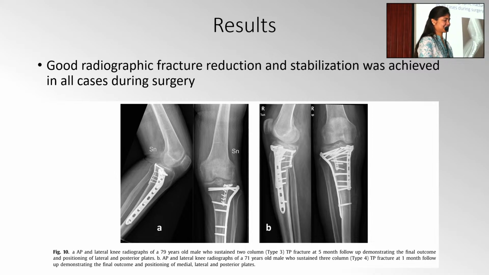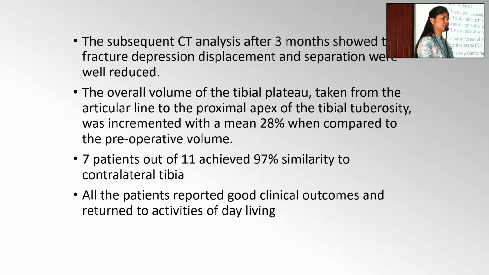So the subsequent CT analysis after 3 months showed that the fracture depression, displacement and separation were all reduced. The overall volume of the tibial plateau, taken from the articular line to the proximal apex of the tibial tuberosity, was incremented with a mean of 28% when compared to the preoperative volume. 7 patients out of 11 achieved 97% similarity to the contralateral tibia. All the patients reported good clinical outcomes and returned to activities of daily living.